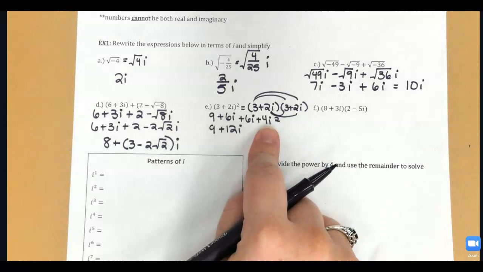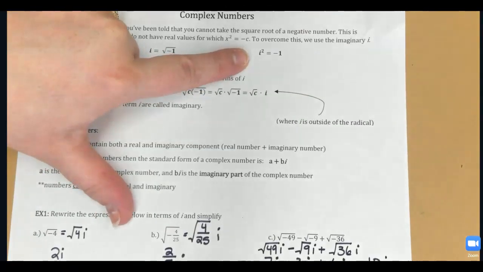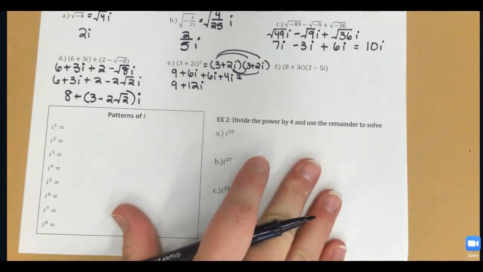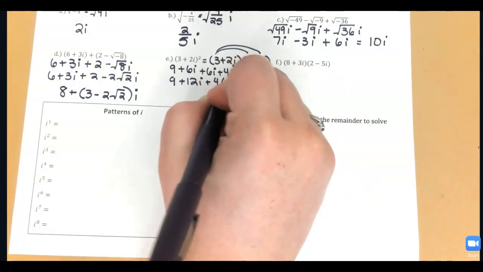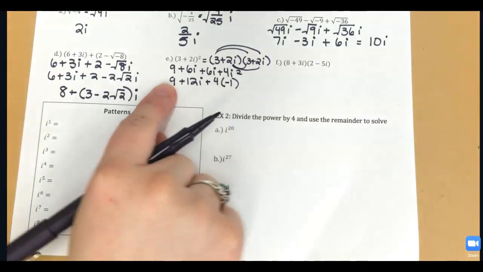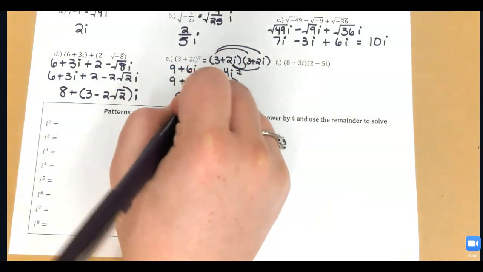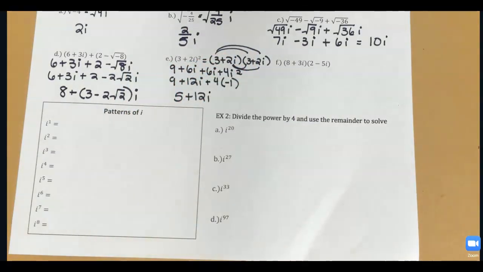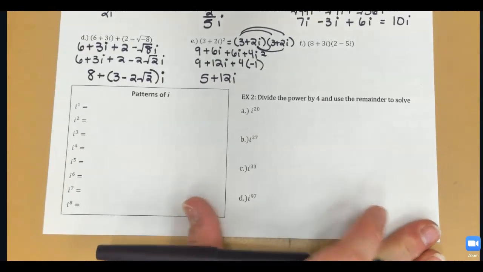And then remember something we talked about up at the very top is that i squared is equal to -1. That's where this is going to become important now because I have 4i squared, which is 4 times -1. 4 times -1 is -4, which I can combine with that 9 in front. So this is 5 plus 12i. Now remember, the real number always comes in front.